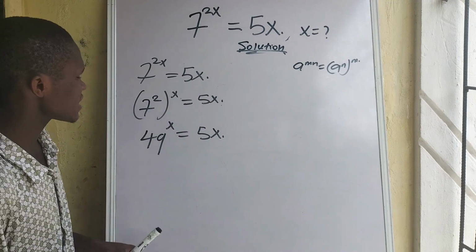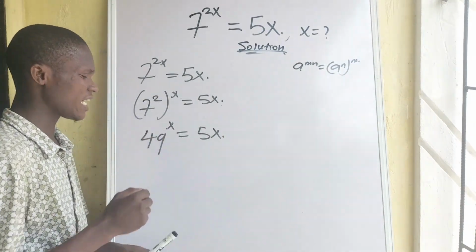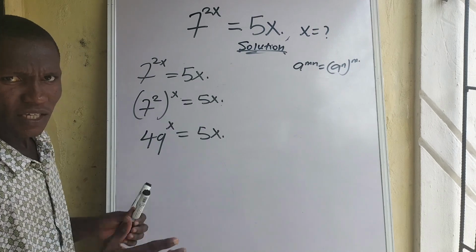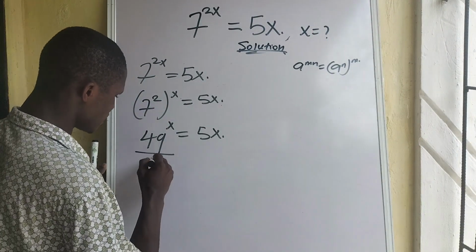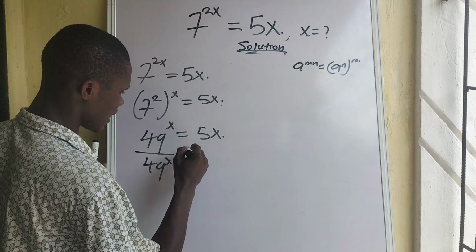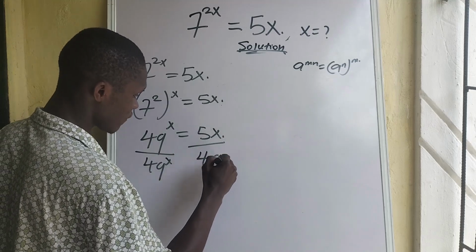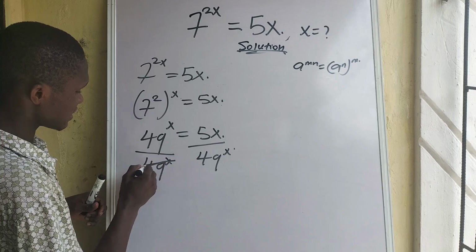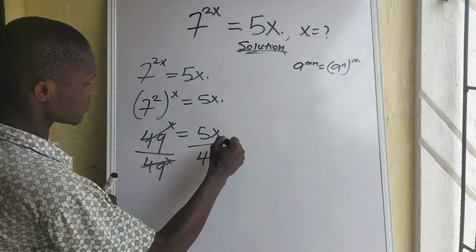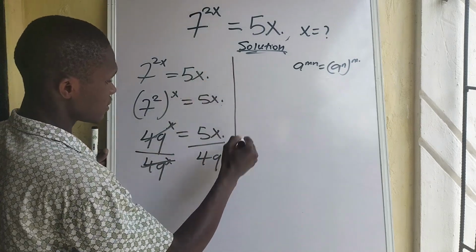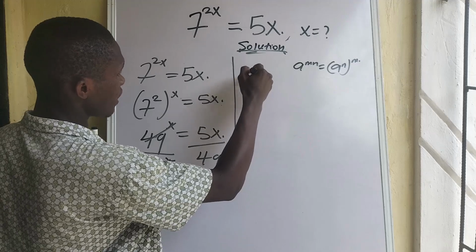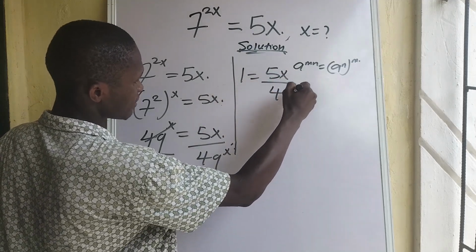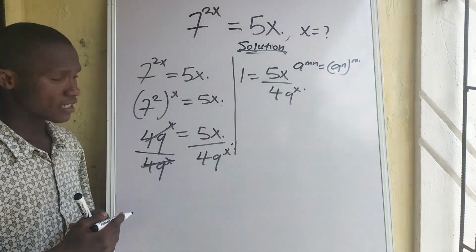We are still having a challenge with this exponent x. So what are we going to do? I will simply divide both sides by 49 to the power of x. If I do that, this and this are going to go, so I'm left with 1 is equal to 5x all over 49 to the power of x.